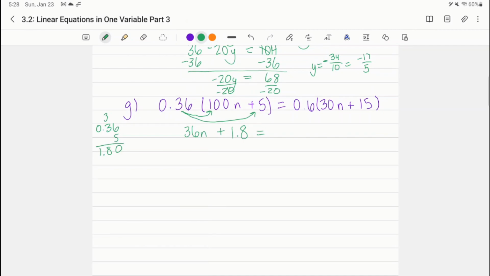Equals. And then I have 0.6 times 30. Now here, because the 30 ends in a 0, I can cancel the 0 out and make that a 6. So then it becomes 6 times 3, which is 18n. But then I have 0.6 times 15. So 15 times 0.6. 6 times 5 is 30. Carry the 3. 6 times 1 plus 3 is 9. There's one decimal place, so that'll be 9.0 or plus 9.